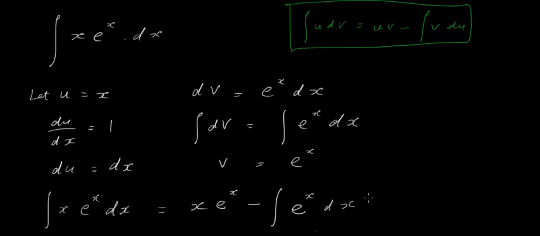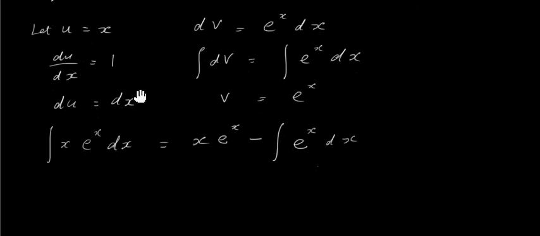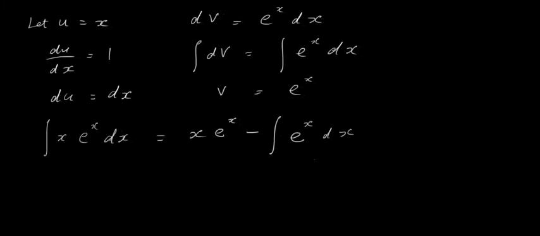Now, let's have a look at that. This will give us x e to the power of x minus e to the power of x, and now we want to integrate e to the power of x, so that's just going to be e to the power of x. Because this is an indefinite integral, we will have our c here as well, our constant of integration.